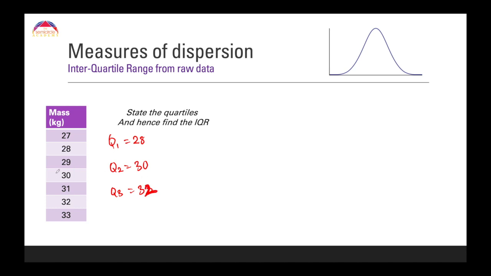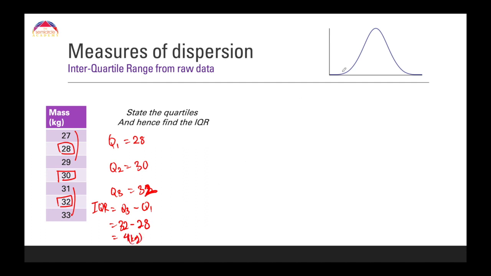Now we can see why Q2 is smack in the middle. It's an odd number, right? And then if we look at this half here, Q1 is smack in the middle. And if we look at this half here, Q3 is smack in the middle. So now I have Q1, Q2, and Q3, and I know my interquartile range is simply Q3 minus Q1, which is 32 minus 28, which is 4. So that is my interquartile range, 4 kilograms.